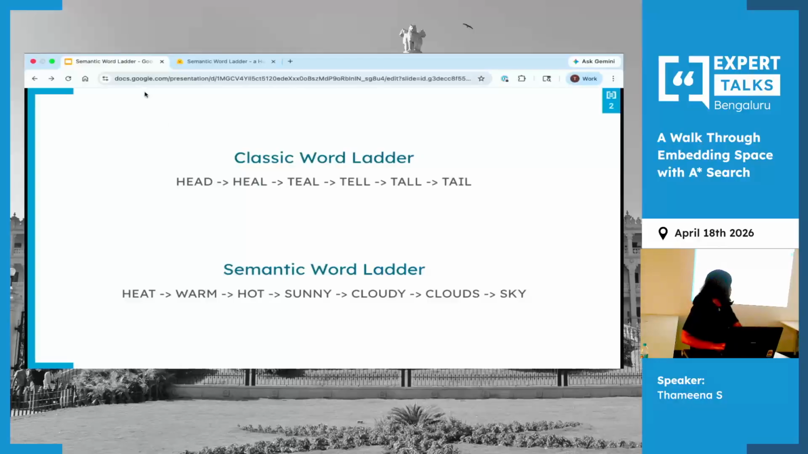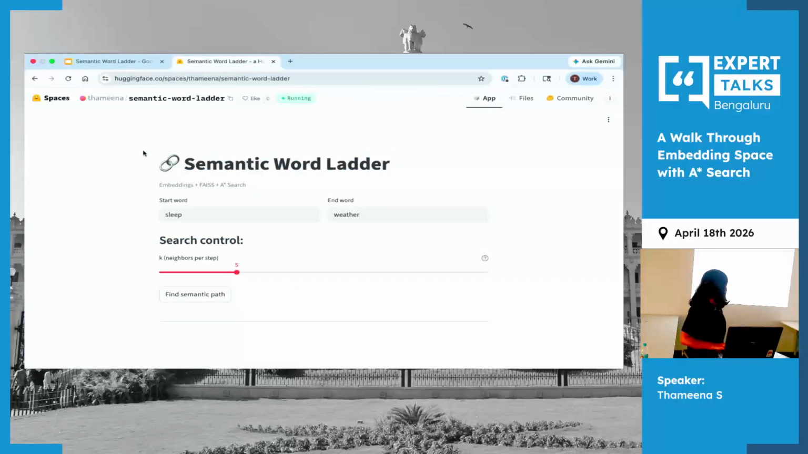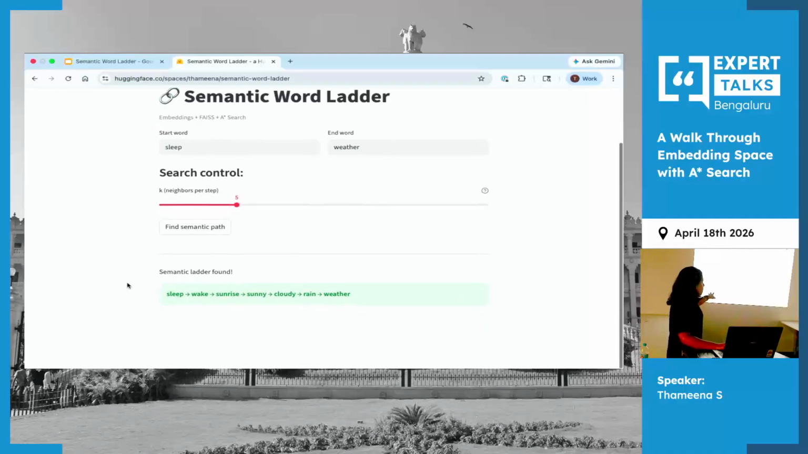So let me quickly show what my project looks like. This is what I have. It's a very simple UI deployed on Hugging Face Spaces. And it just has two inputs, the start word and the end word. So here I've given the start word as sleep and the end word as weather. And if I click on find semantic path, this is the path that is formed. Sleep becomes wake, sunrise, sunny, cloudy, rain, and weather. So we are moving through a small series of words. And the words just differ by small meaning or words used in similar context.